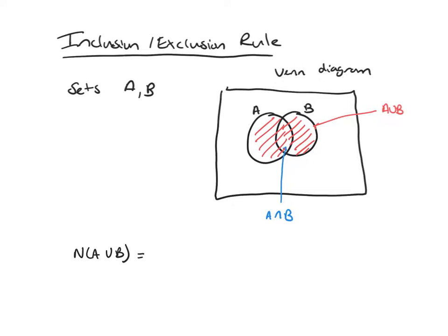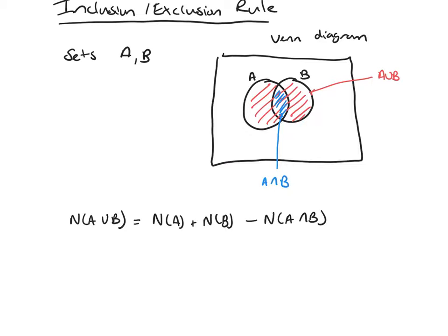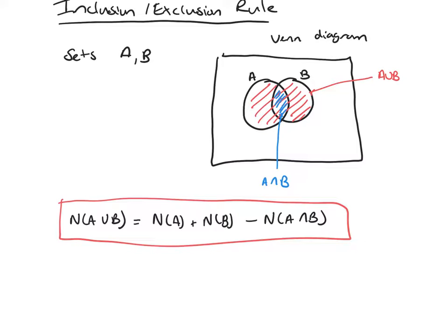Well, I can take and add up the number of elements of A plus the number of elements of B. But then the elements that are in this intersection, they got counted twice. So I've double counted, so I need to subtract the number of elements of A intersect B. So this is how we're going to count elements in the union of two sets.